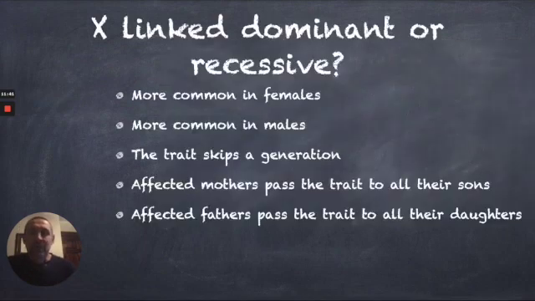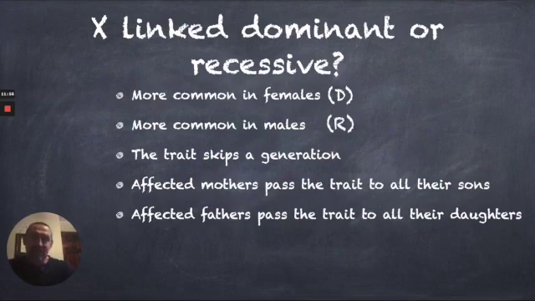So let's do a little practice. All right, so which is going to be more common in females? So typically, that's going to be an X-linked dominant trait. If it's more common in males, it's probably a recessive one. If it skips a generation, it's probably a recessive trait.